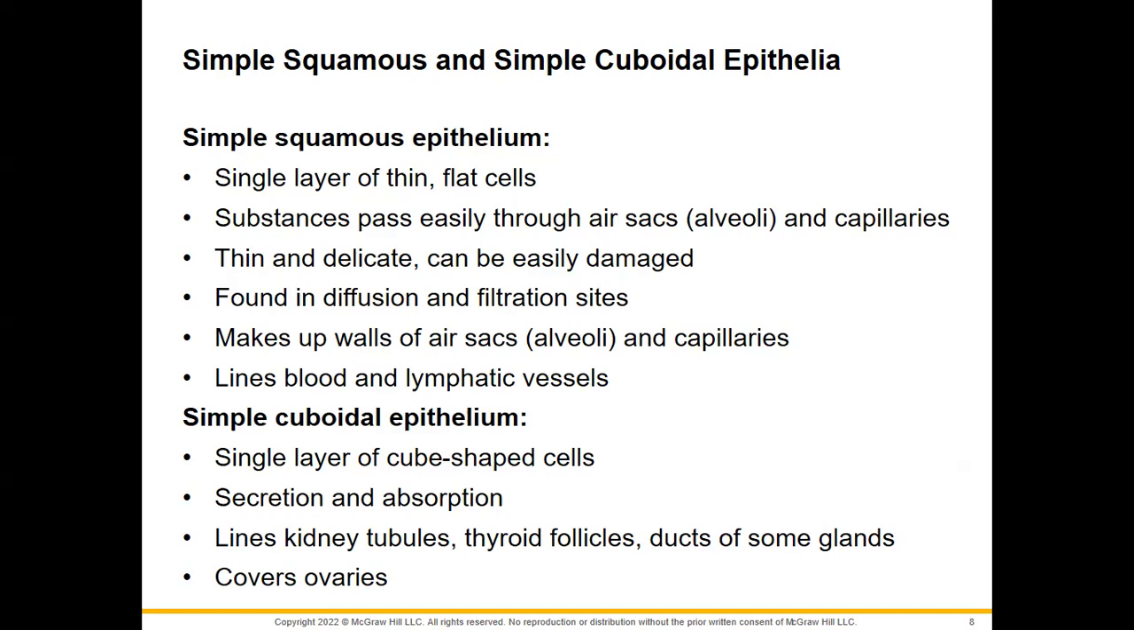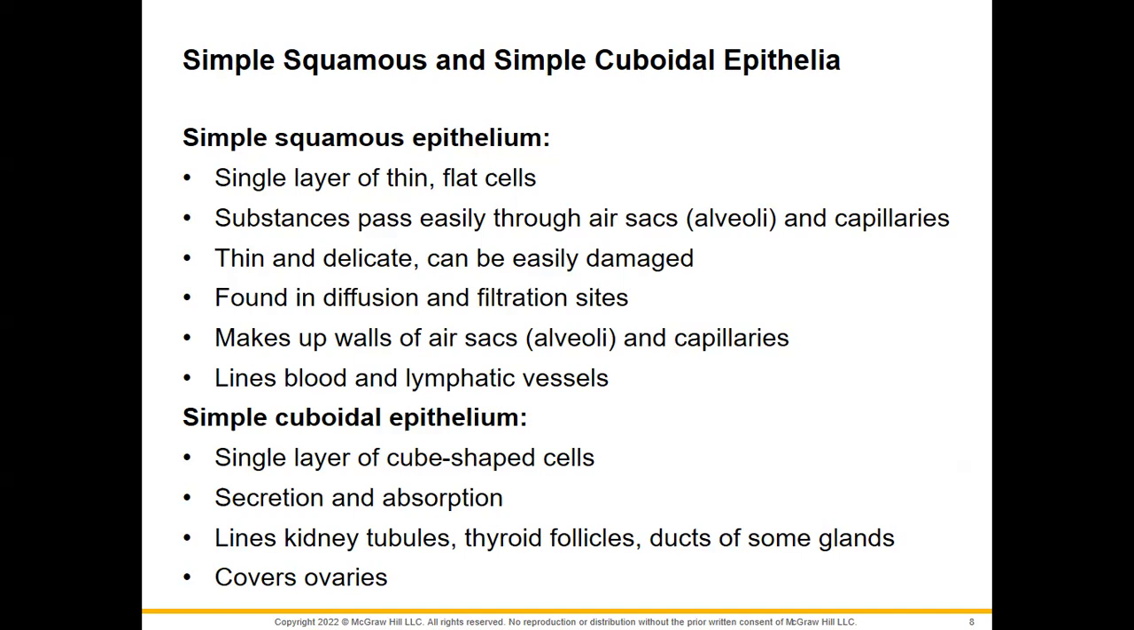Simple squamous epithelium is thin and delicate. It can be easily damaged. As you can imagine, if you have a thin single layer of cells, then they can be damaged very easily. But luckily, these epithelial cells repair quickly because they divide quickly. Remember, we talked about earlier how they divide quickly. So they're easily damaged, but they also divide and replicate fairly quickly.